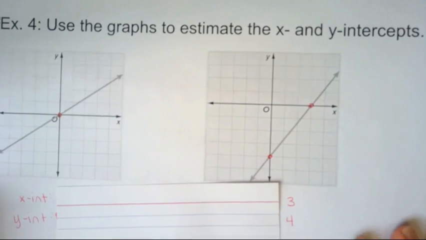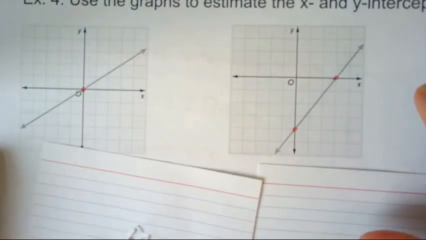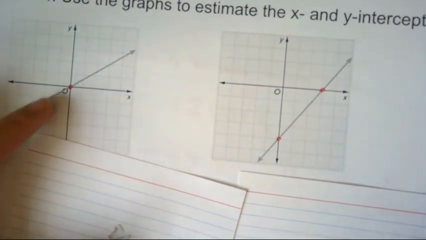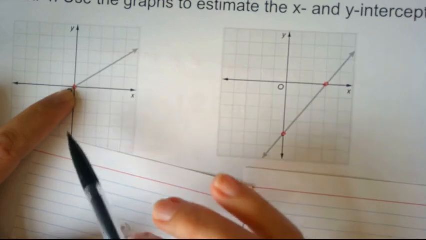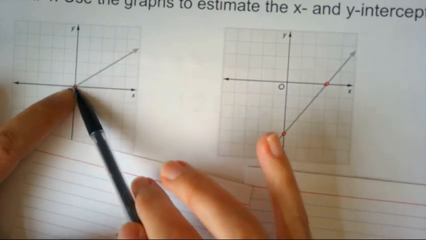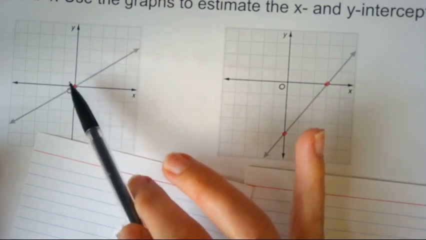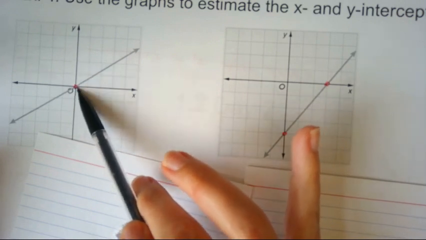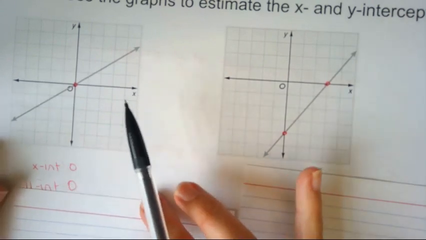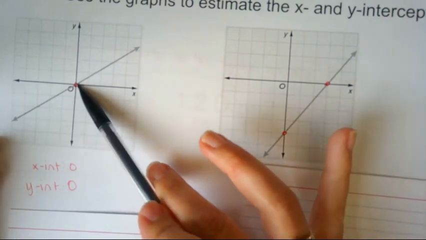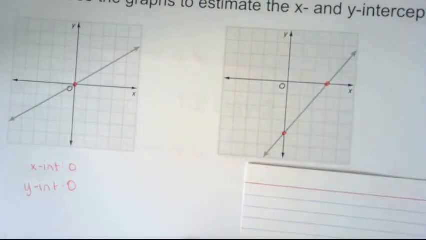So in this first graph, you can see we have a straight line, and I went ahead and already drew in where my x-intercept and y-intercept were. They actually are the same point. So it's where it's crossing the x-axis and crossing the y-axis. So the x-coordinate would be 0, because it's 0 for that. And my y-intercept would also be at 0, because that's the y-coordinate of that point. Pause the video and try the next graph.